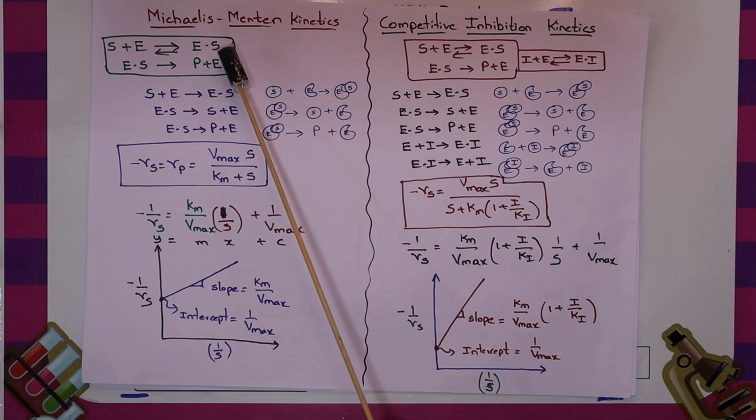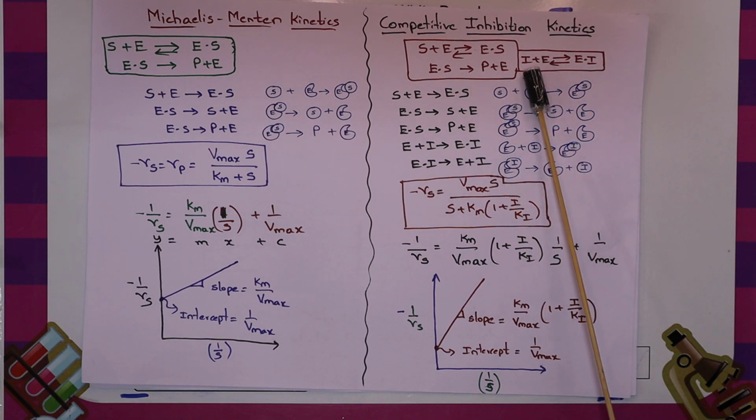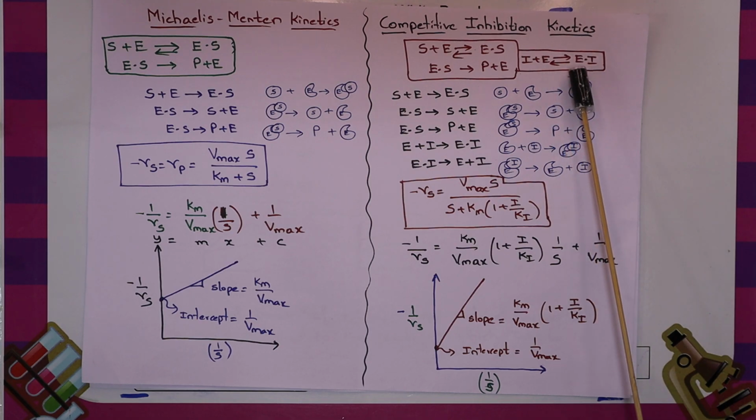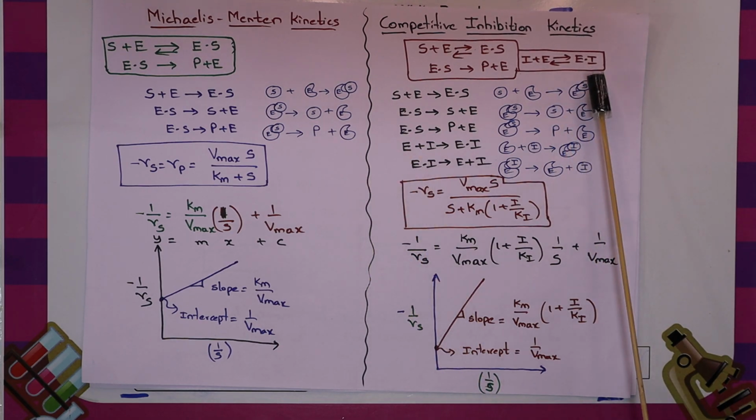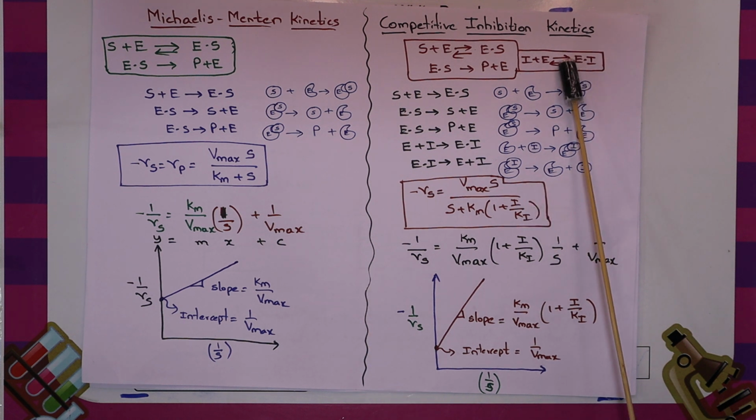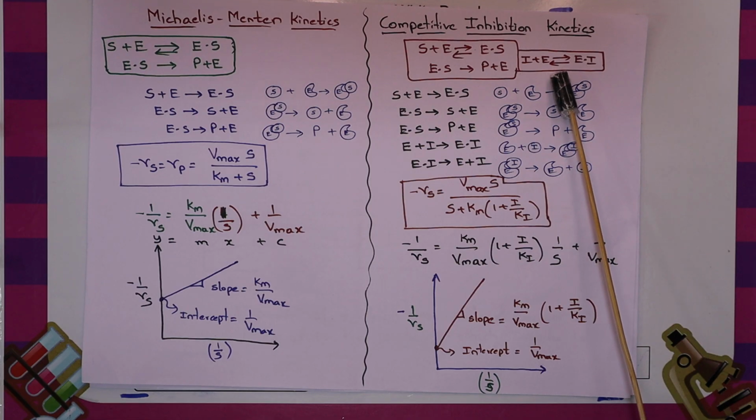The first reactions will be the same, with the substrate plus enzyme giving rise to enzyme substrate complex. This enzyme substrate complex gives rise to product plus enzyme. And an additional reaction is happening: inhibitor and enzyme will react to form E dot I complex. This is the additional equation that is coming here. In competitive inhibition, this is a reversible reaction.